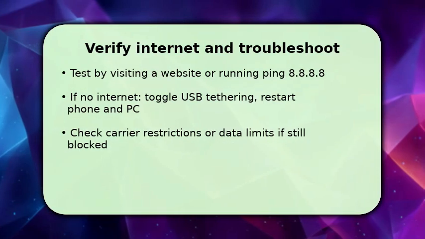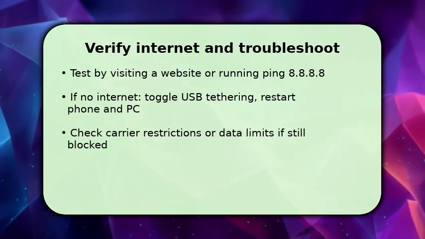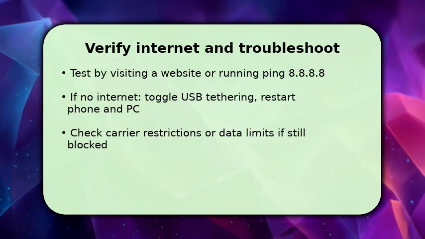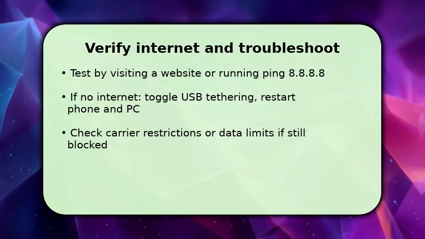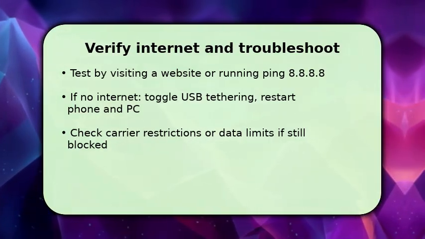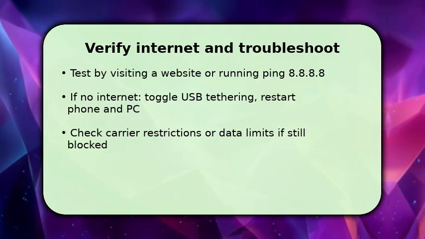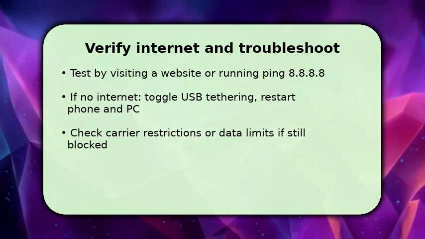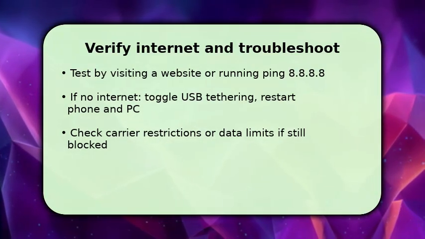Finish by confirming internet access. Open a browser and load a page or run a quick ping to 8.8.8.8. If there's no connectivity, toggle USB tethering off and on, then reboot the phone and the PC. This clears stale network states.